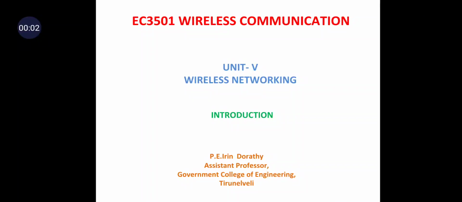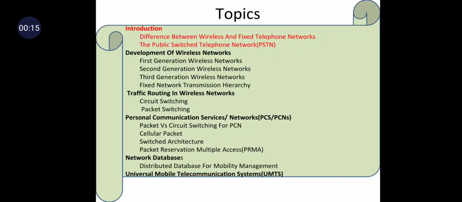Hello everyone, let's see this subject EC3501 Wireless Communication. Unit 5 is Wireless Networking. The first topic is Introduction about Wireless Networking. These are the topics in the fifth unit. Now let's see the first one, that is Introduction.